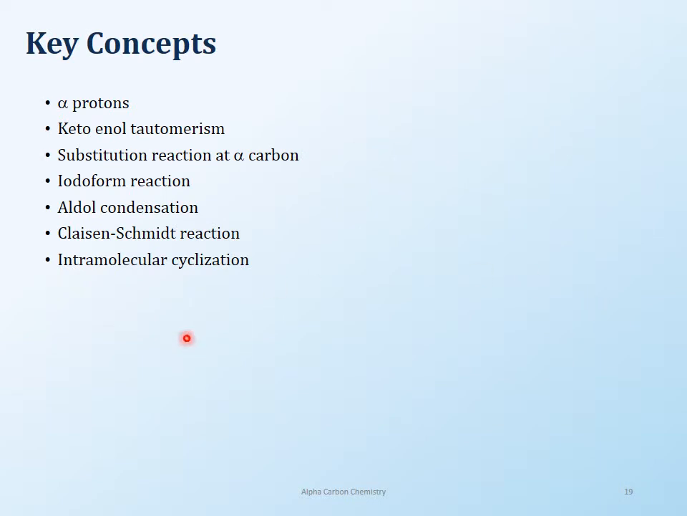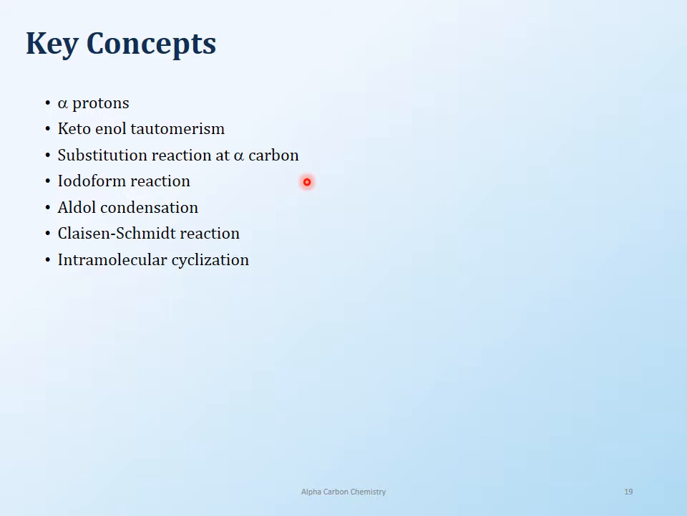So here are some of the key concepts that you need to know for this chapter. You need to understand the alpha protons, which are going to be the acidic protons. I need you to be able to compare two protons and tell me which one is going to be more acidic than the others. You need to be able to identify the keto-enol tautomers. If I give you 2 or 3 resonance structures, you should be able to tell me. You should also be able to write the keto-enol tautomerism.